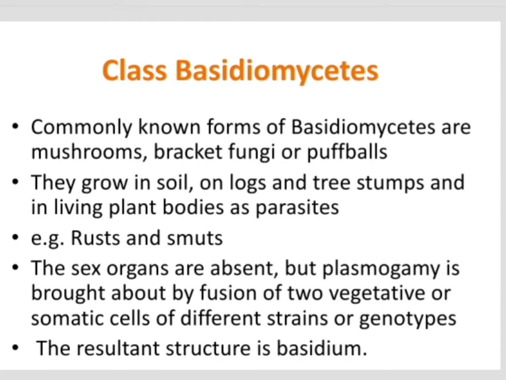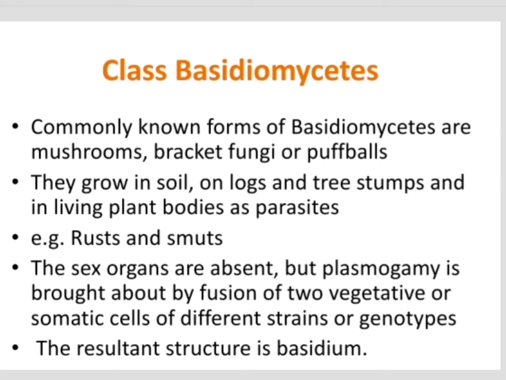Next class is Basidiomycetes. Class Basidiomycetes is commonly known form of Basidiomycetes are called mushrooms, bracket fungi or puffballs. They grow in soil or logs, on tree trunks, and in living plant bodies as parasites. Rust and smuts are examples of Basidiomycetes.